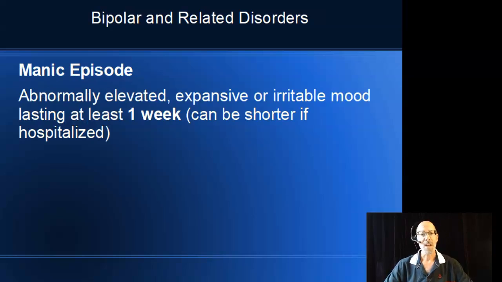Manic episodes: abnormally elevated, expansive, or irritable mood lasting at least a week unless the person is hospitalized. If their manic episode is severe enough that they have to be hospitalized on day 3, that still counts as a manic episode, even if by day 4 it's been resolved with medication. So if they're hospitalized, that counts.